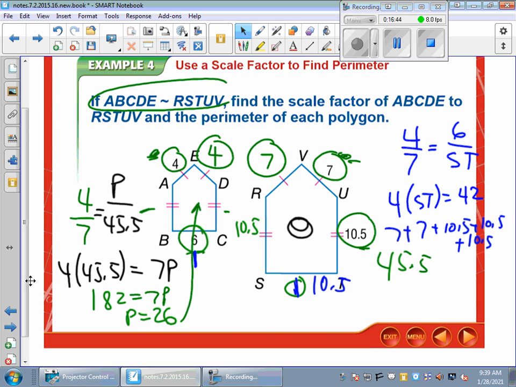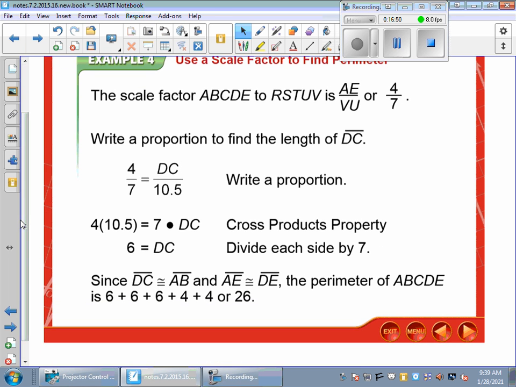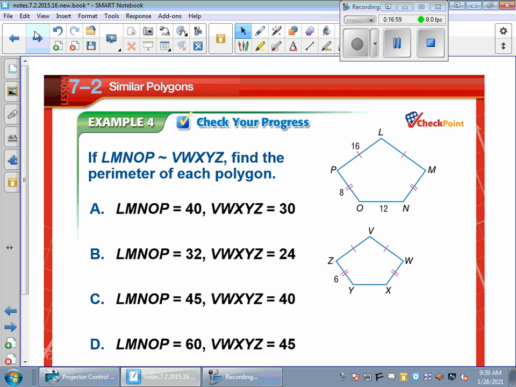So you can use the scale factor to also find a perimeter. And they walk you through all this. I'll let you read this slide now that it's up there. You can read through that. And then this shows you again the same concept that I just explained. So now I want you to try this one here on your own, see what you come up with, and hopefully you find that you get the answer D.